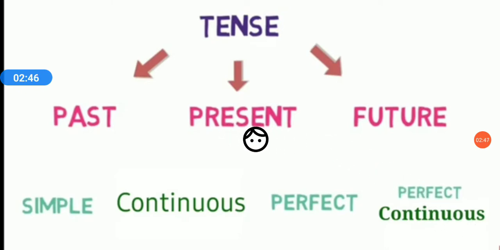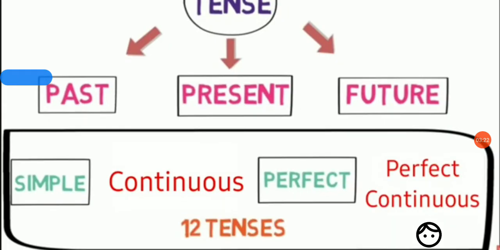Similarly, present tense also has four subtypes. The first one is simple present, then present continuous, present perfect, and then present perfect continuous tense. In the same way, future tense also has four subparts. First is simple future tense, future continuous tense, future perfect tense, and the last one is future perfect continuous tense. So in this way there are a total of 12 tenses.